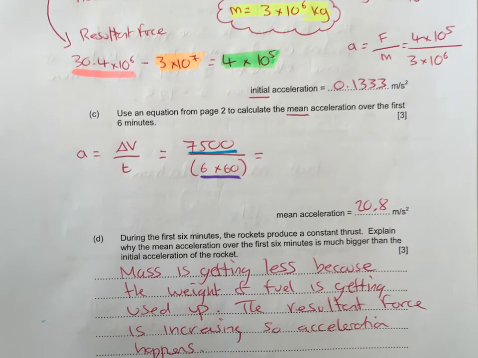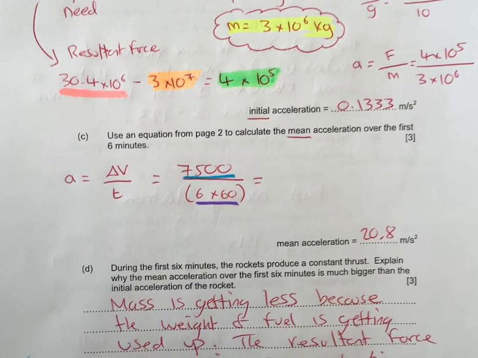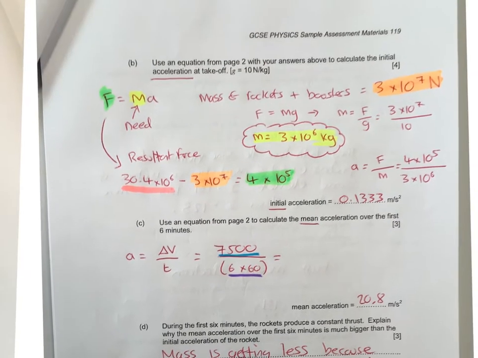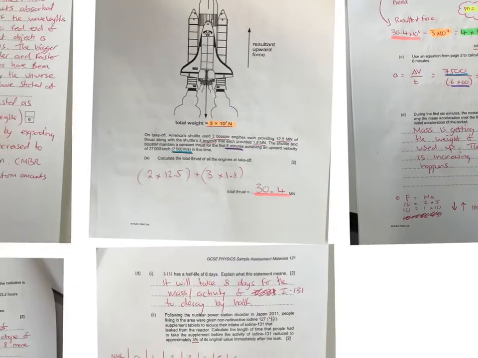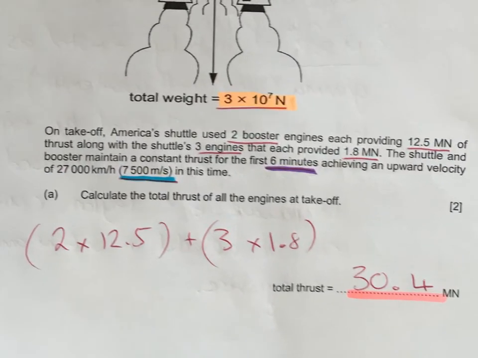Now, calculate the mean acceleration. You're thinking, I just calculated my acceleration there, but that was my initial acceleration. Now I want to do my mean acceleration, and I want to use all this information because it's going at 7,500 meters per second.